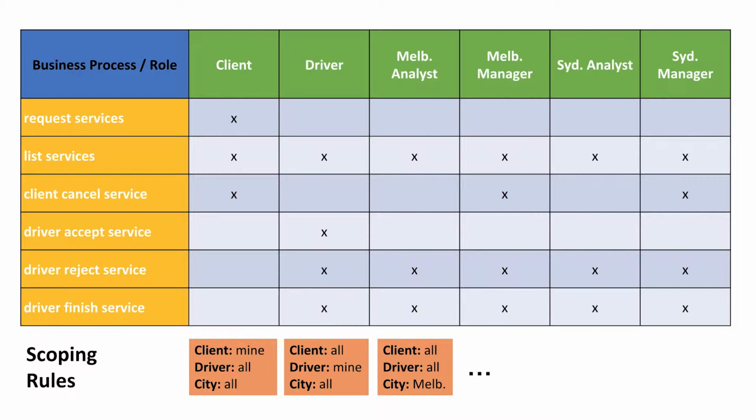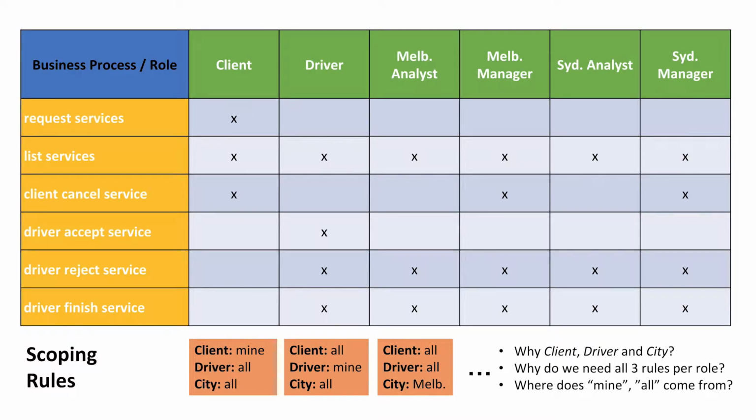3 big questions may come to your mind. Why are we only interested in the client, driver, and city for the scoping rules? Why do we need 3 rules for each role if the rules that say all seem trivial? Where do these keywords like mine or all come from, and how are they used? Let's answer all questions one at a time.